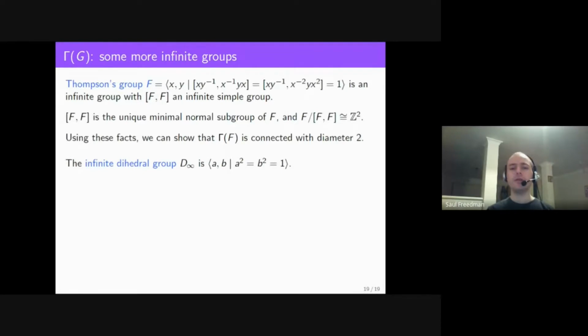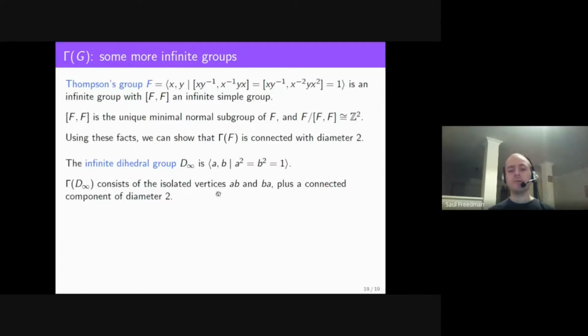Our next infinite example is the infinite dihedral group, which is generated by elements A and B, each of order 2, with no relations between A and B. In this case, the graph consists of two isolated vertices, AB and BA, plus a connected component of diameter 2. So basically, the components of this graph are exactly the same as for the dihedral group D12, which is nice.